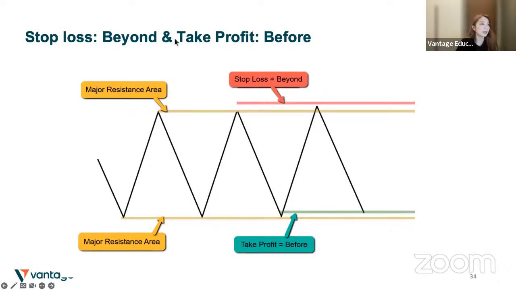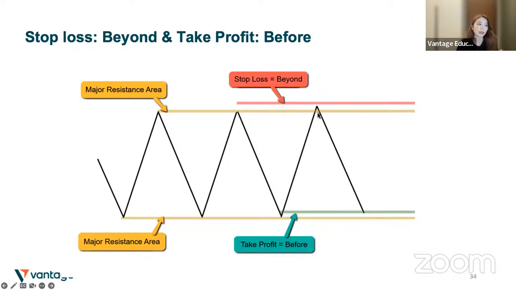Okay, so we are looking at stop loss beyond and take profit before. Look at the first top part where there is a major resistance area, and the red line equals stop loss. The reason why we want to put the stop loss beyond the major price action level, just slightly beyond, is to allow price to have time to react to our analysis and have some breathing space before it directly gets stopped out at the resistance area.